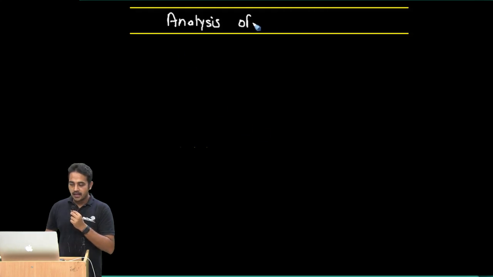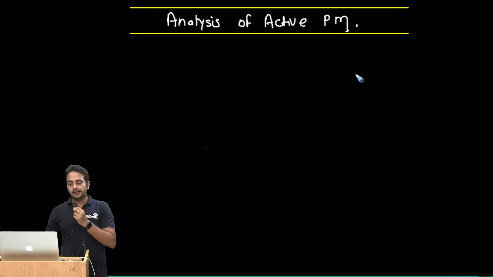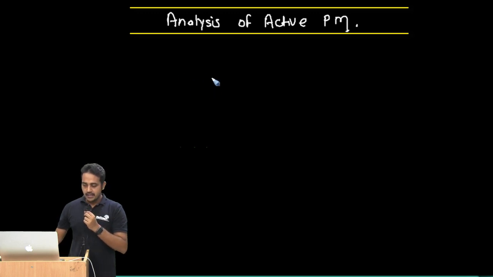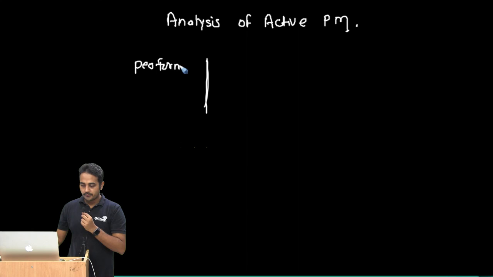So the name of the reading is Analysis of Active Portfolio Management. This reading we can roughly break down into three larger parts. The first part of the reading could be thought of as performance attribution.